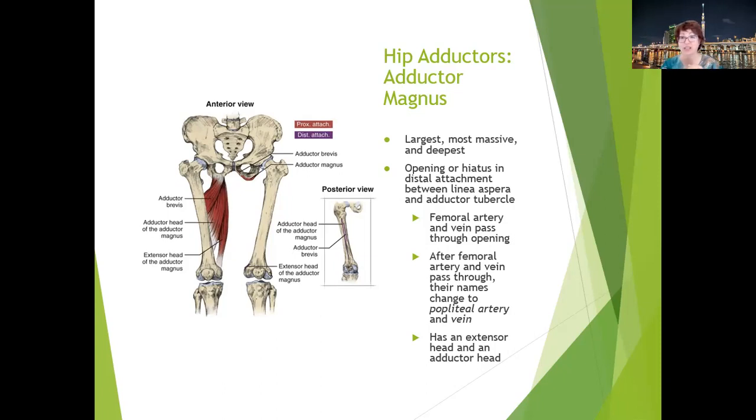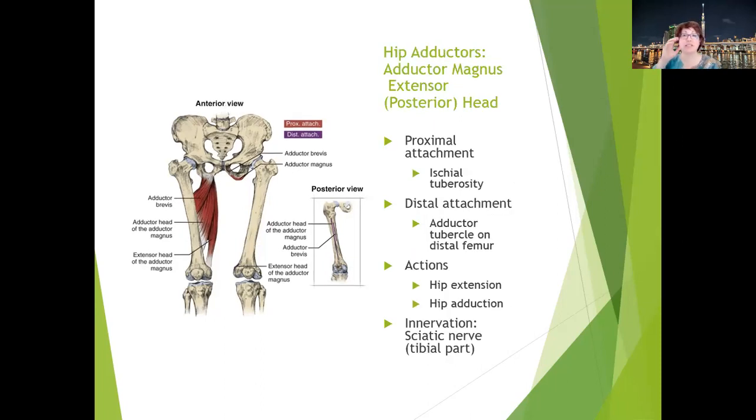We will encounter that a lot in anatomy. The adductor magnus has an extensor head and an adductor head. And like you would expect, the extensor head is innervated by the tibial portion of the sciatic nerve, and the adductor head is innervated by the obturator nerve. So the extensor head of the adductor magnus is the posterior head. So if it's running posterior to the medial lateral axis, it does hip extension.